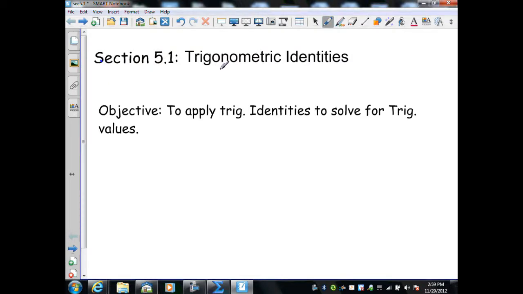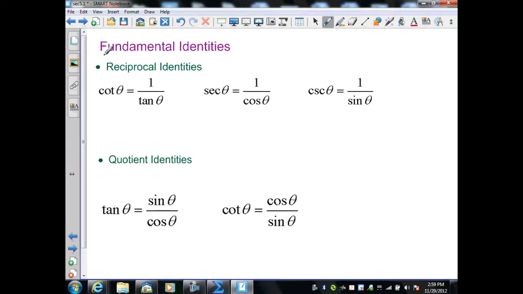Section 5.1, Trigonometric Identities. Here we have our fundamental identities, our reciprocal identities. Here we have cotangent of theta equals 1 over tangent of theta. That would also tell me that the tangent of theta equals 1 over cotangent of theta.